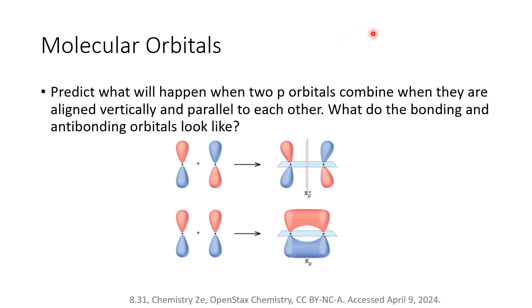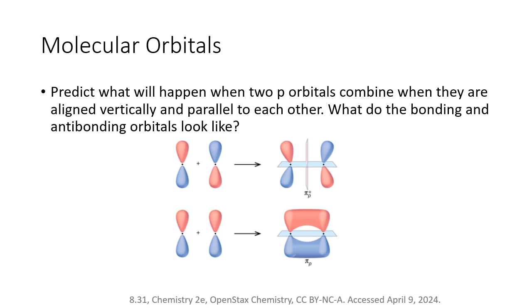So, note that we have changed the designations. Instead of having a sigma, like we did on the previous slide, we have a pi. Pi meaning this is how they combine with that node along the internuclear axis. Pi p indicates that it's bonding, and pi p star indicates that it's antibonding. So let's talk about these designations in general.